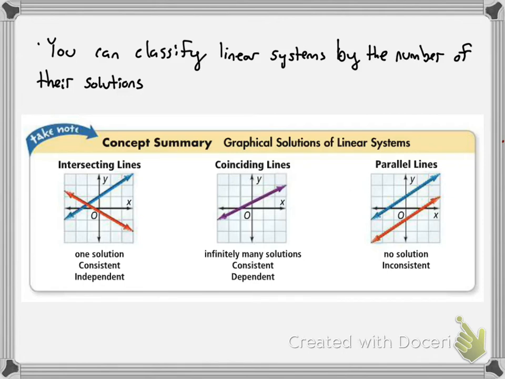Sometimes you'll run into two lines that are the exact same, so they're basically just overlapped onto each other. In that case, they have infinitely many solutions because they don't just intersect at one point, they intersect at every point. And finally, you might run into a situation where you have parallel lines, in which case they never intersect, and that would be no solution. We would call that an inconsistent system.